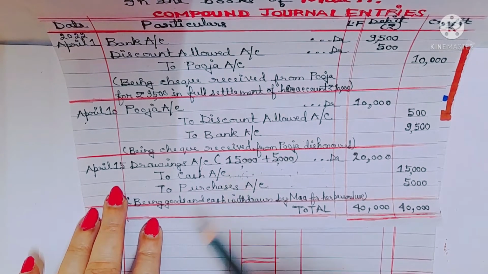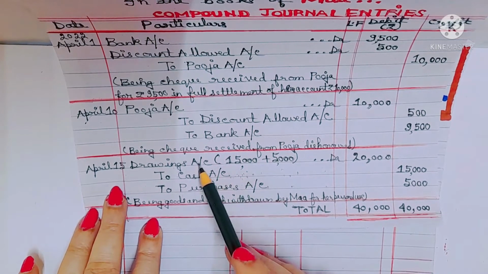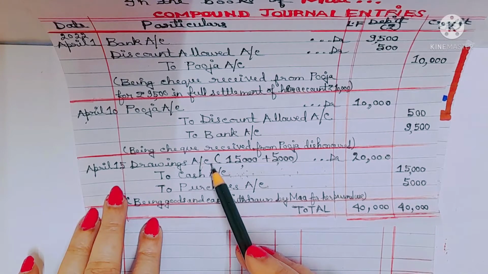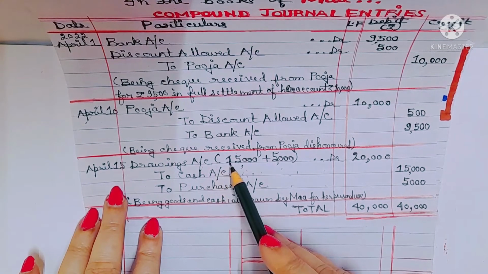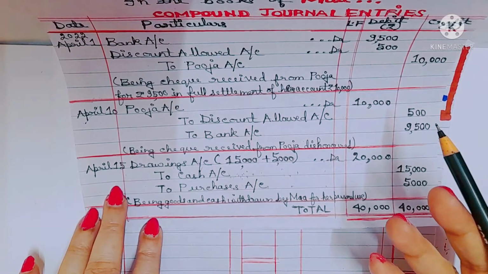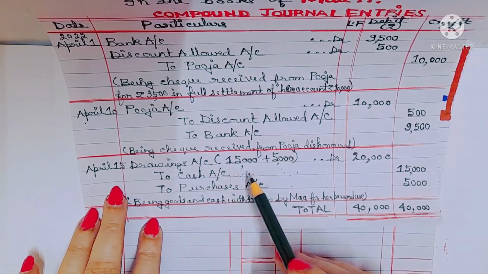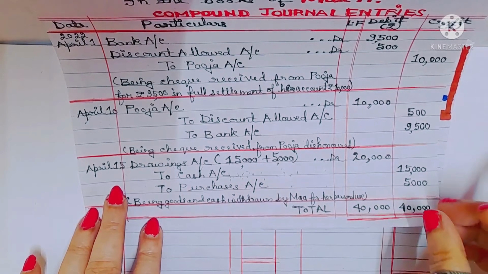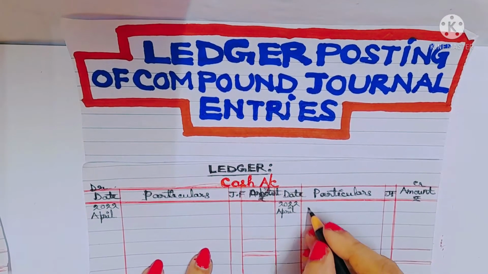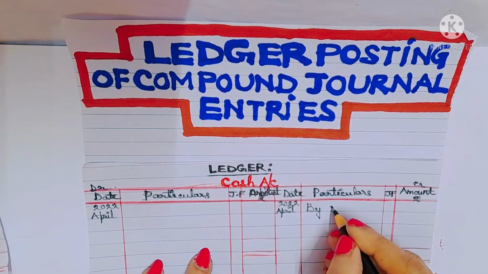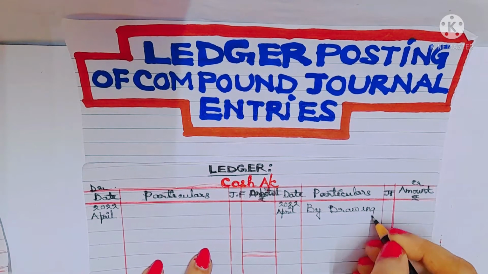So what is opposite the cash account? We will not see what is with the cash account. Opposite the cash account there is drawings account. Where is drawings account? Drawings account is on the debit side. So we will write drawings account on the credit side as well. If cash account is on the credit side, since we are preparing cash account, drawings account will also be on the credit side as well. So we'll write by drawings account. In the cash account, we don't write cash account.